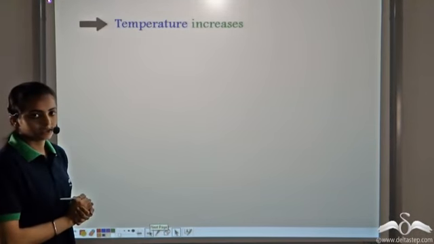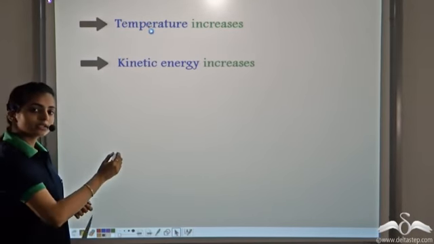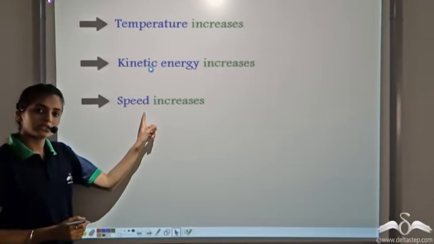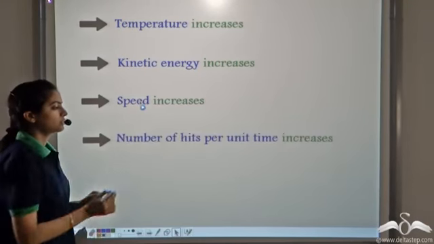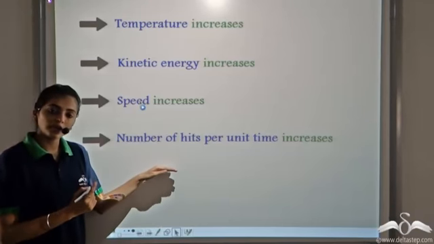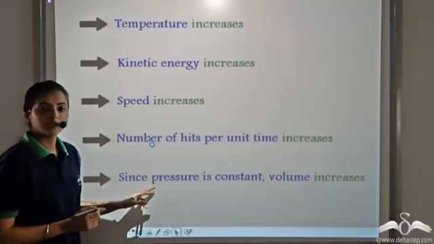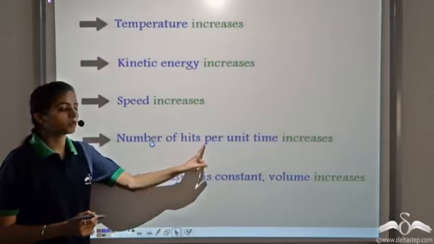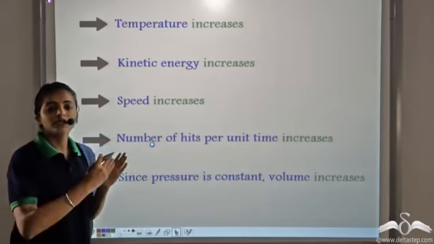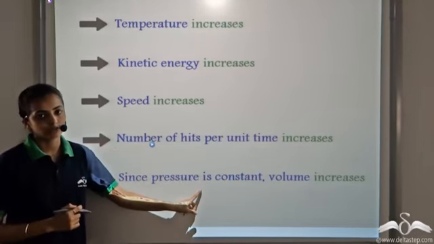As temperature increases, the kinetic energy of the particles increases. As the kinetic energy increases, the speed of the particles increases. As the speed increases, the number of hits per unit time also increases. But in Charles' law, the pressure has to be kept constant. This means that pressure is constant, so this is possible only if the volume is increased. So the increase in number of hits increases the volume for a constant pressure.